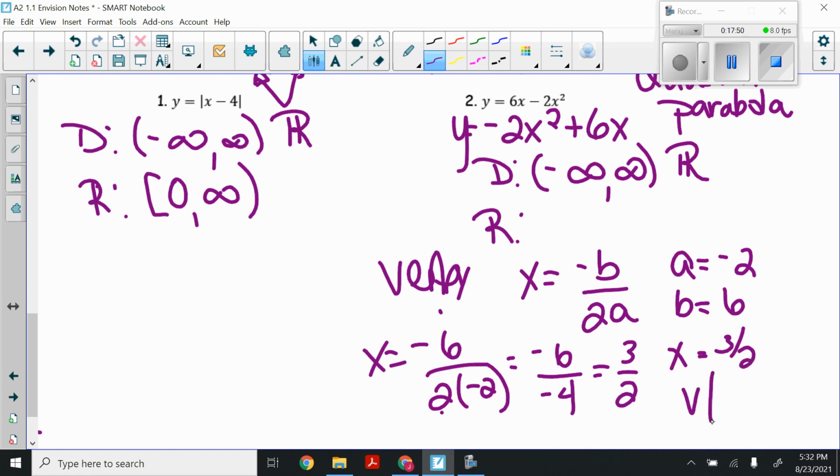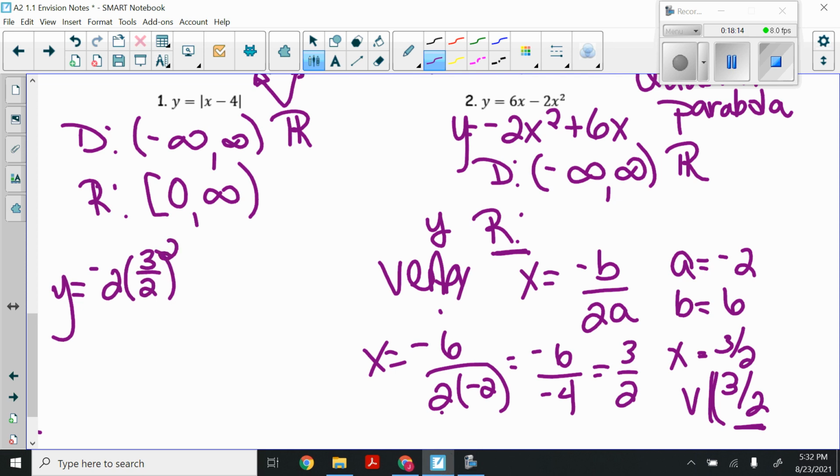So I know my vertex is going to be 3/2, something. I'm looking for range. Range are y values. So now I need to find the y value that goes with that vertex. That's going to be that low point. I do that by plugging this x value into this equation and solving for y. So I'm going to have y equals negative 2, instead of x, I'm going to put 3/2, quantity squared. Plus 6 times, instead of x, 3/2.